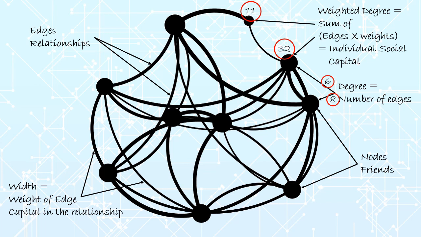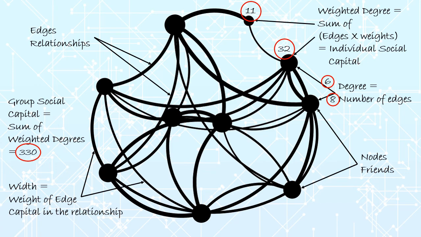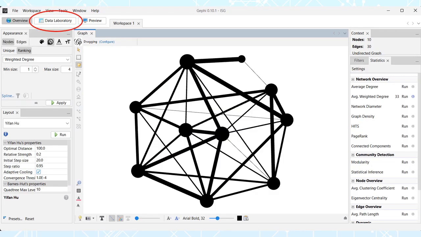In network modelling, this metric is called weighted degree, which is a measure of individual social capital and is reflected in the size of the node. The group's social capital is the sum of the individual capital or weighted degrees. Data for individuals, connections and capital is entered into the model as nodes, edges and weights.